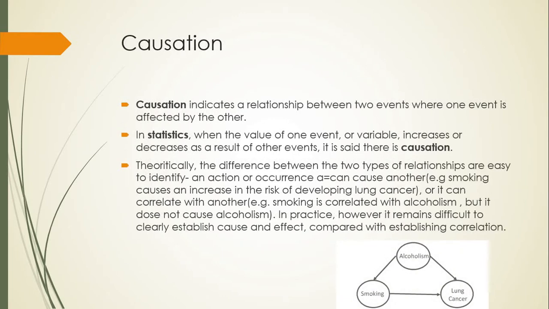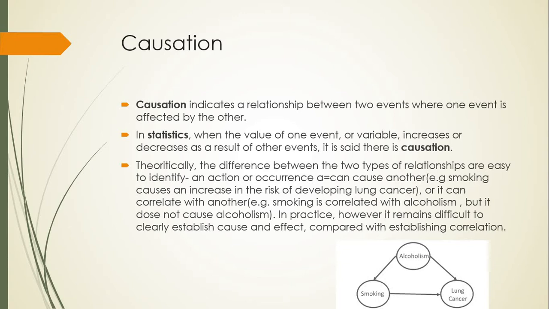So now let's see what is causation. Causation indicates a relationship between two events. So when one event is changed, the other event is affected by it. In statistics, whether the value of one event or variable increases or decreases, the other event also decreases or increases. It is called causation. Theoretically, the difference between the two types of relationships is easy to identify.